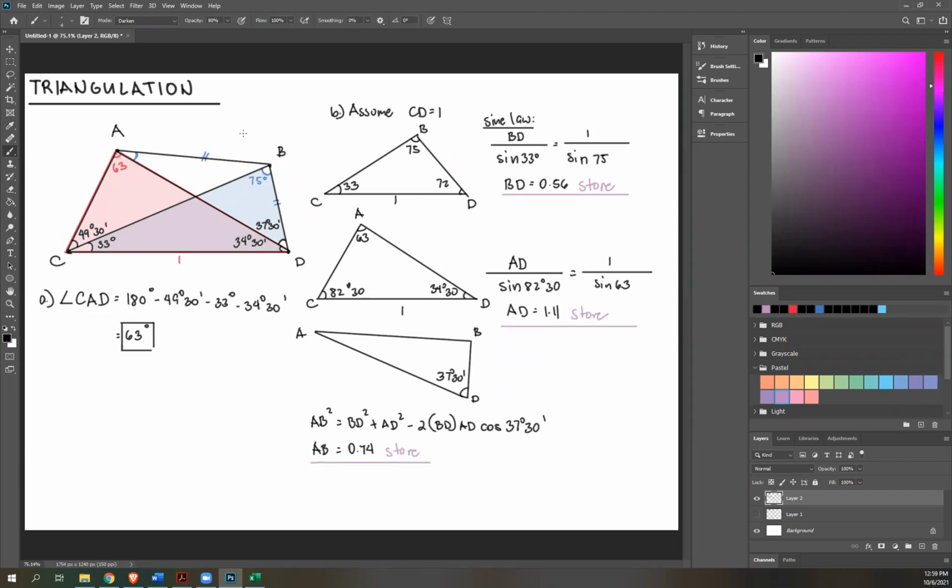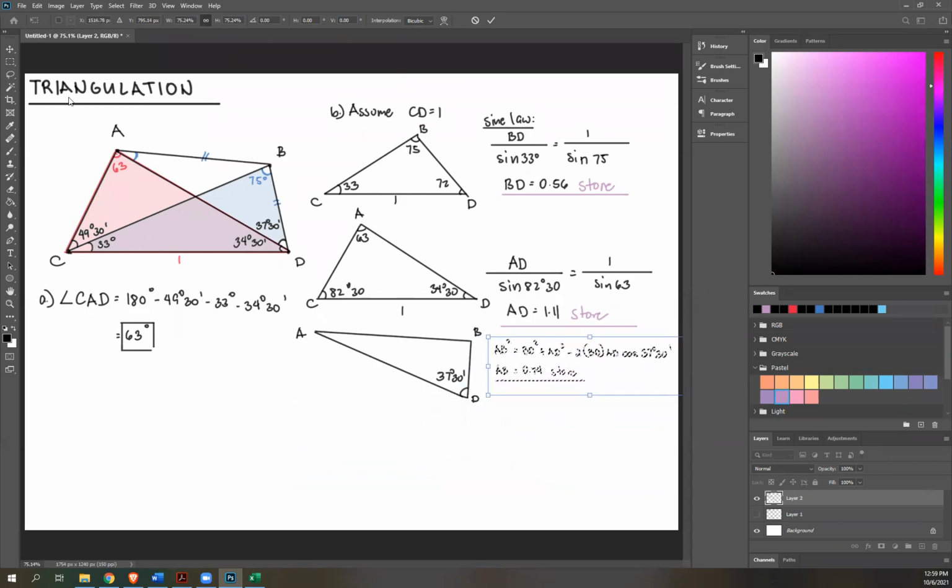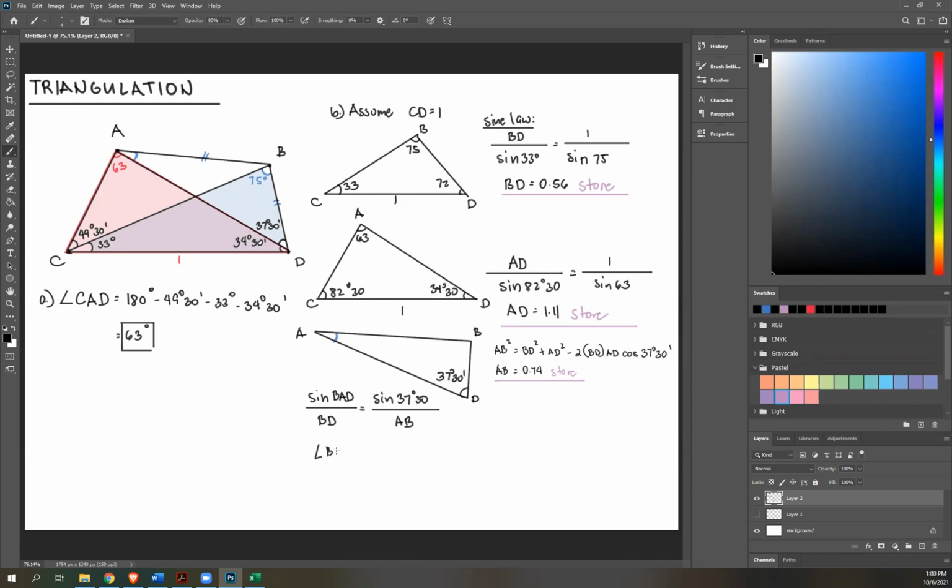Okay, so we're not done. Now I have AB, BD. The goal here is to get angle BAD. So now we can use sine law. I am still using this triangle. The goal is to get this angle. So sine of angle BAD over the opposite side, which is BD, equals sine 37 30 over the opposite length, which is AB. From this, please solve what's angle BAD.